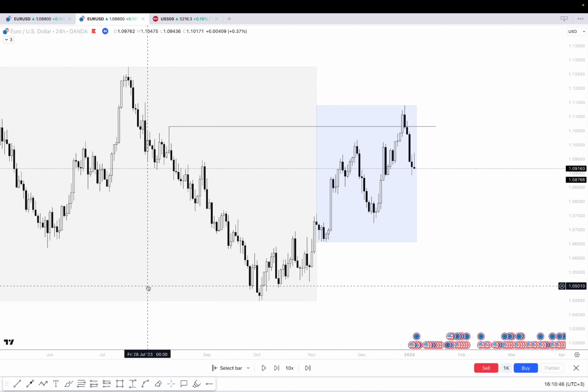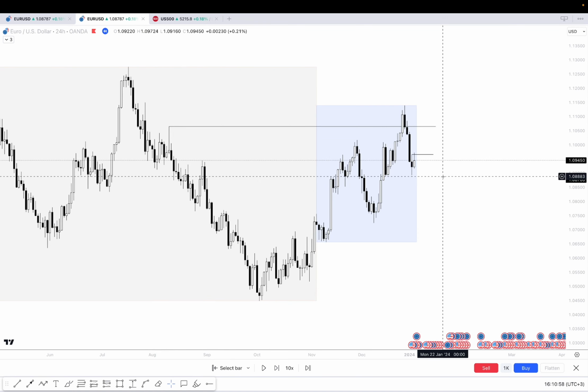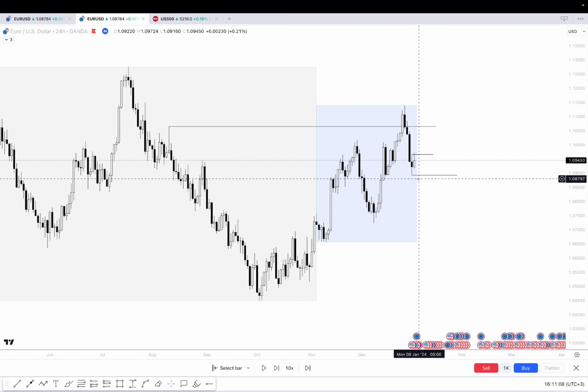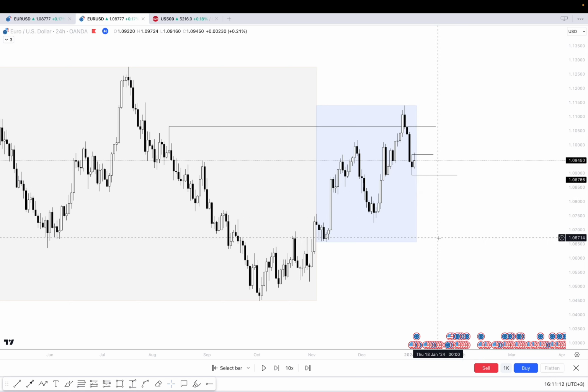Okay, let's check. We tested our fair value gap and we got a reaction. So that means that in my priorities right now is a short position, for example, for that target. This could be my first target. If price closes below that fractal, I would look for short positions more and more and more. I will have more confidence in that.